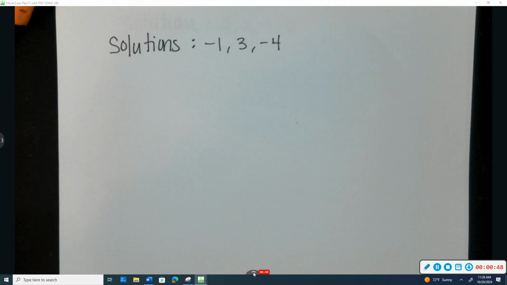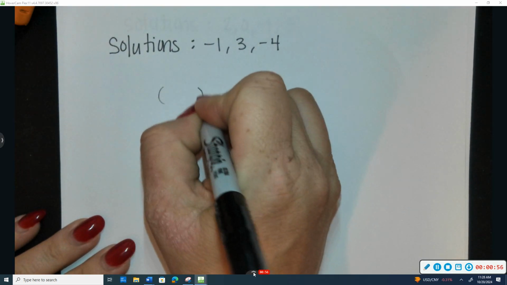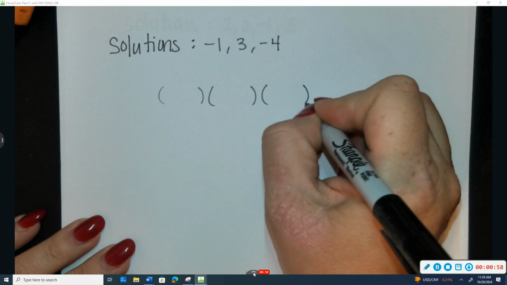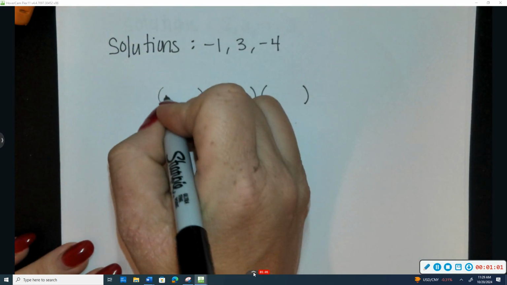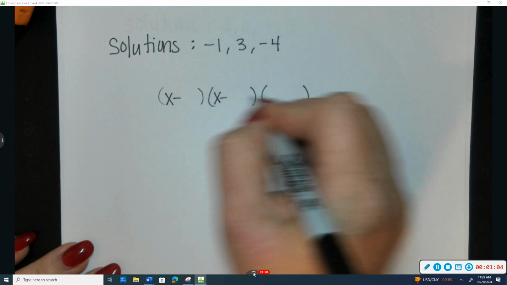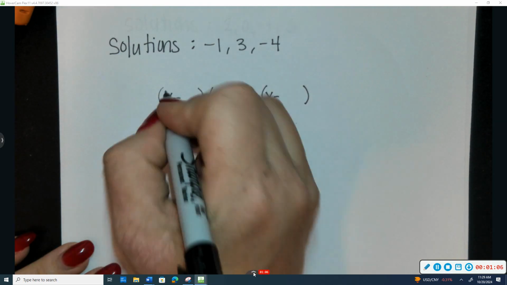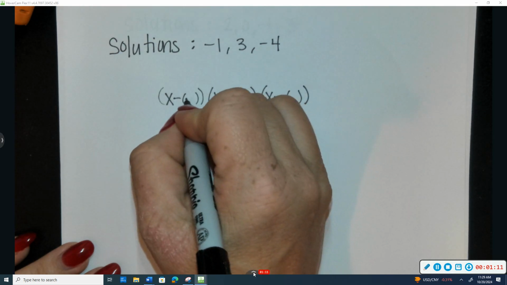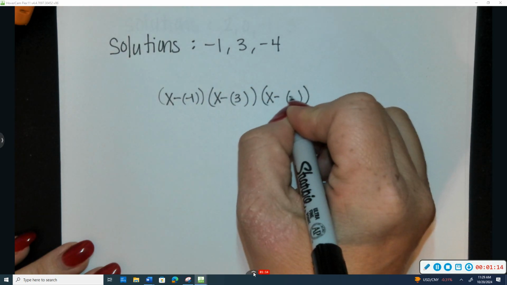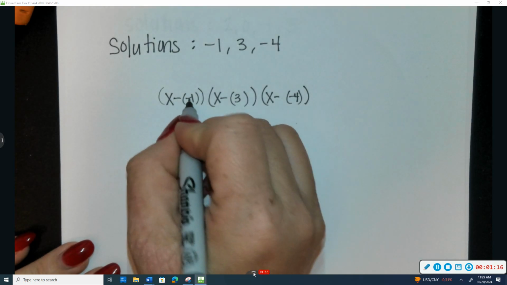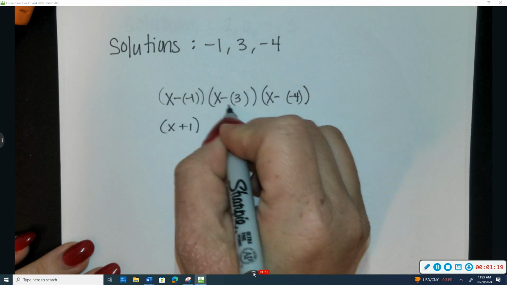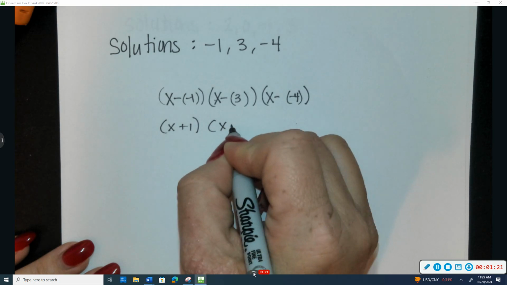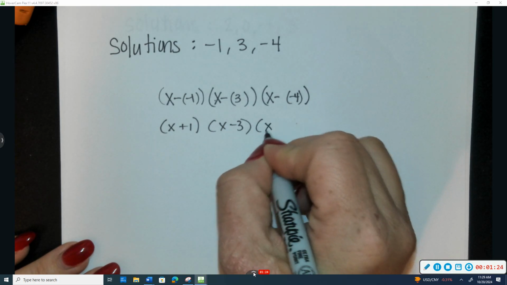Please write down. We have 3 real solutions of -1, 3, and -4. Now, how do we come up with an equation? Well, we're going to write this right now in factored form. When we put it in, everyone is going to start with x subtract. In parentheses behind that subtraction sign, I'm going to write in the solutions that I'm provided: -1, +3, and -4. I know 2 negatives make a positive, so this becomes x plus 1. The second parenthesis, x subtract 3, and the third one is x plus 4.